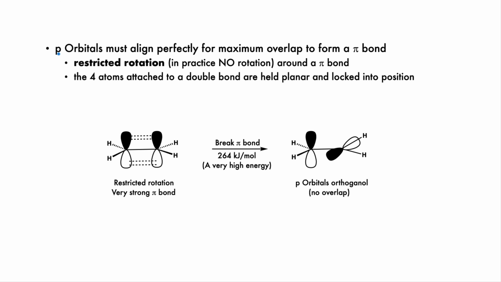In double bonds, the p orbitals must align perfectly for maximum overlap. This results in restricted rotation around the double carbon-carbon bond. In practice, there is no rotation around double bonds. It would cost 264 kilojoules per mole to break this bond, which is prohibitive. The result is that the 4 atoms attached to the double bond are held in a planar arrangement and they are locked into their positions.